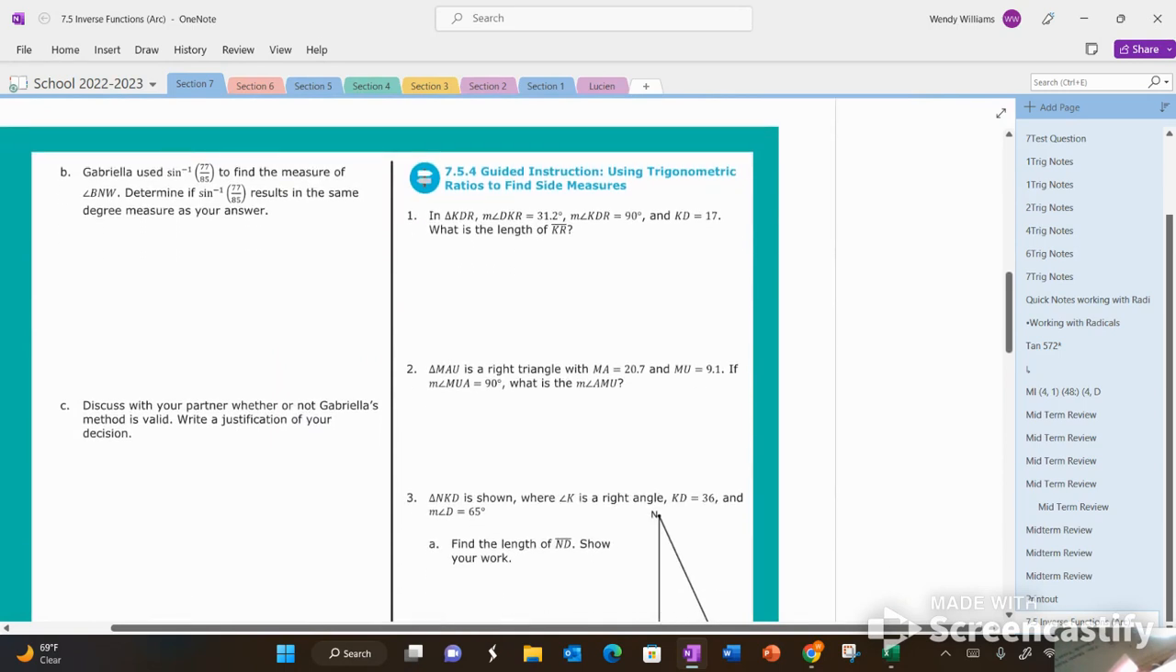Okay. When it comes to the problems that don't have a picture, remember to draw your picture. All right. Gabriella used the inverse of sine of 77 divided by 85 to find the measure of angle BNW, or angle N, since it's the vertex. Determine if the sine of 77 divided by 85 results in the same degree measure as your answer.